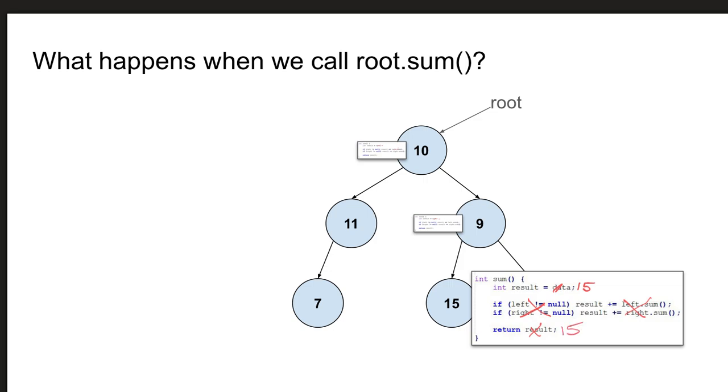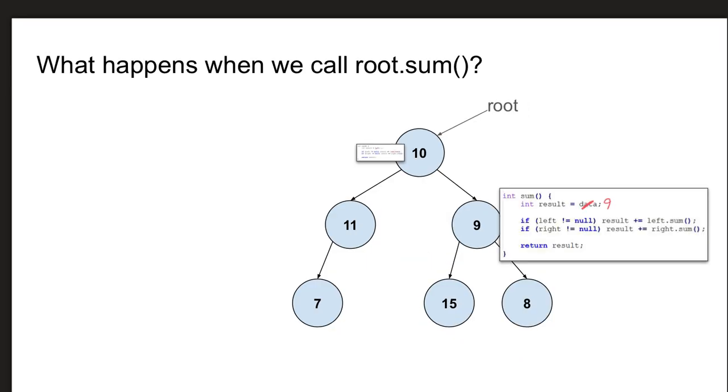And where is that 15 returned to? It's returned to the method that asked for left.sum. So we take that 15 and we send it up here for the result of left.sum. And that means result is going to be increased by that. So now it's 24. And we are done with this side. Now we need to check this side.